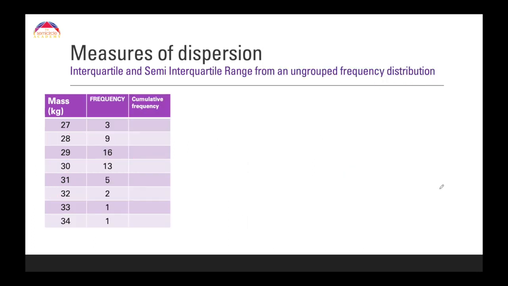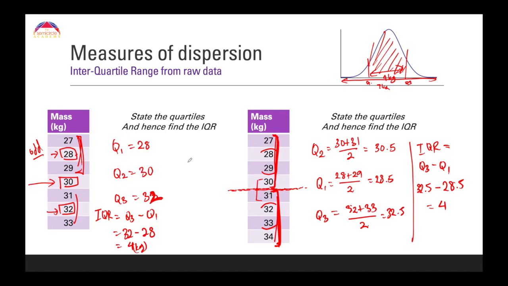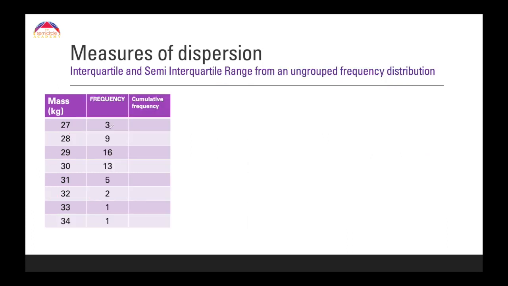Right, so in dealing with measures of dispersion, the interquartile range and the semi-interquartile range, what we were just talking about was raw data. So raw data was just the mass alone. We didn't really consider anything with frequencies. But now we're going to deal with how to find your interquartile and semi-interquartile range from ungrouped data. We're not dealing with grouped data for CSEC, okay? For CSEC, we are just dealing with ungrouped data from an ungrouped frequency distribution.